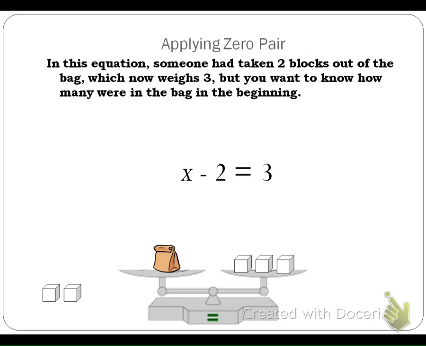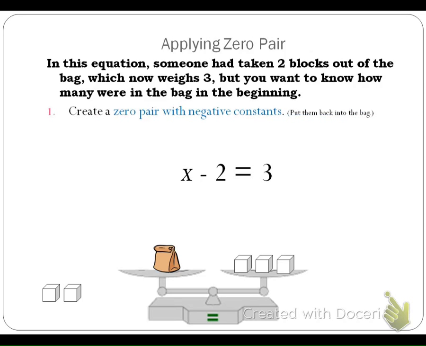In this equation, x minus 2 is equal to 3. Someone has taken 2 blocks out of the bag, which now weighs 3. But if we want to know how many were in the bag at the beginning, and that's our variable, then what would we have to do?